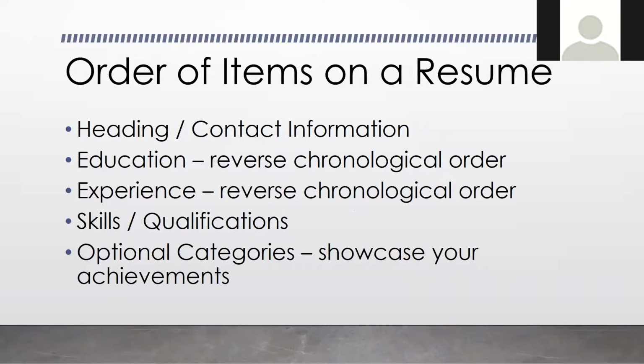All right, talking about the order of items on a resume. Obviously, you've got your header to start out with. Typically, you're going to go education, experience, and then skills and qualifications. Later in your life, once you have a lot more experience than education, you might put the experience at the top. But this is typically the way we see things go on internships. And we'll talk about what skills and qualifications you might want to put down there.